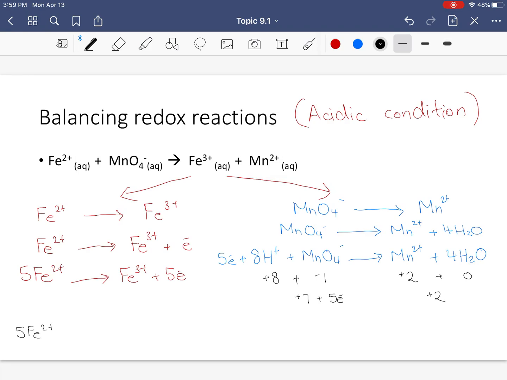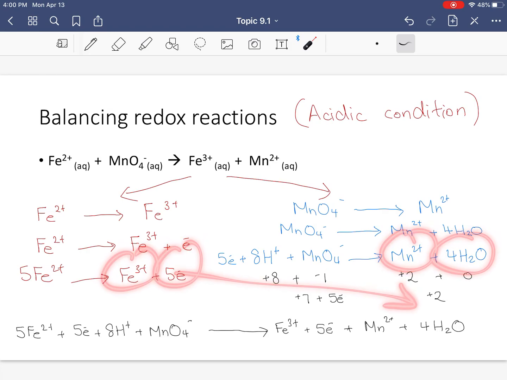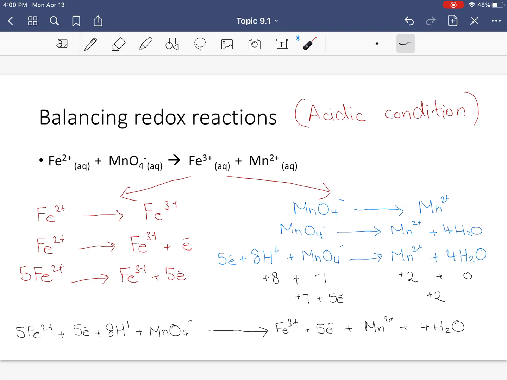So you have 5Fe2+ plus 5 electrons plus 8H+ plus MnO4-. All that will become 5Fe3+ plus 5 electrons plus manganese 2+ plus 4 water. So basically things on the left all went on the left, things on the right all went on the right.